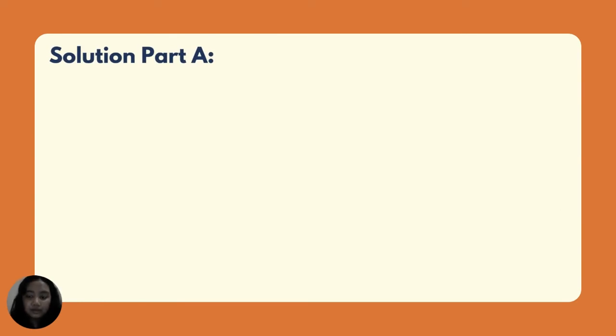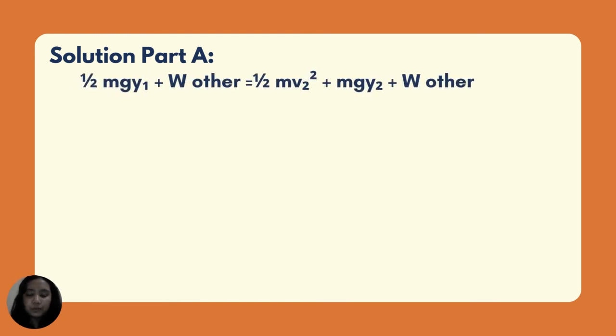Now that we have identified our given and what is required, we can now start solving part A. For this problem, we are going to use the formula 1/2 mv1 squared plus mgy1 plus work other is equal to 1/2 mv2 squared plus mgy2 plus work other.